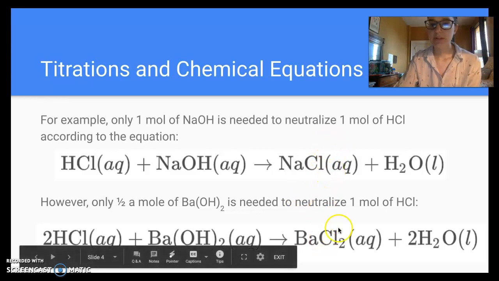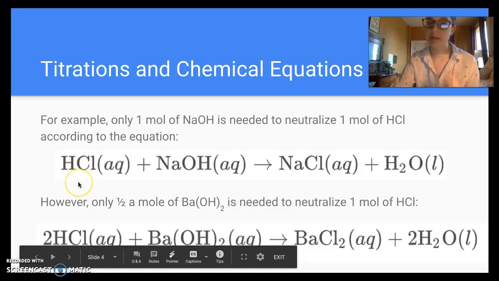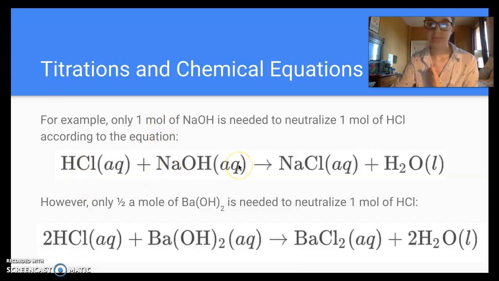So these are chemical equations. Typically you know what your acid and base are, so it's not like you have an unknown acid or base. You know the chemical formula of them, you just don't know the concentration. So here is an example where we have hydrochloric acid and sodium hydroxide in a titration.